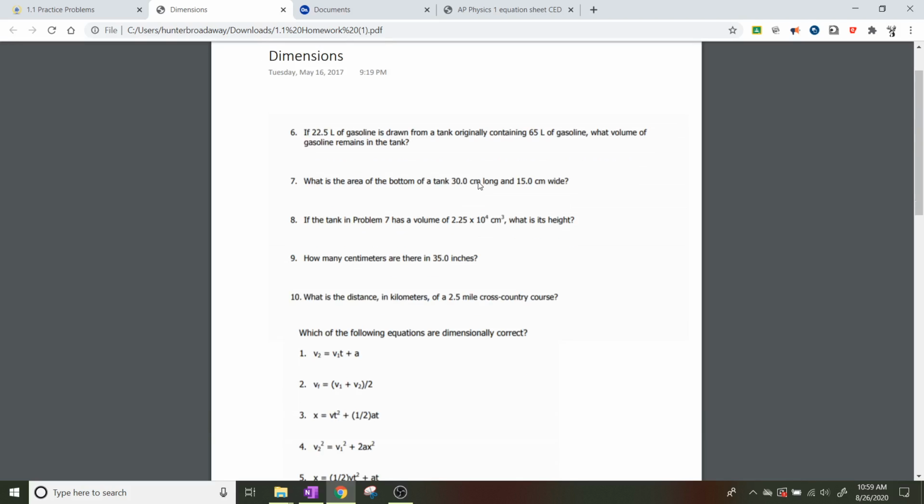These things right here, these number 6, 7, 8, 9, and 10 at the top, these are basically dimension word problems, dealing with volume and area and some basic conversions. So if you guys do have some issues on those, we can talk about those tomorrow. But I think we get out of here at like 11:04, right? Okay, so we don't have a whole lot of time to go through these.